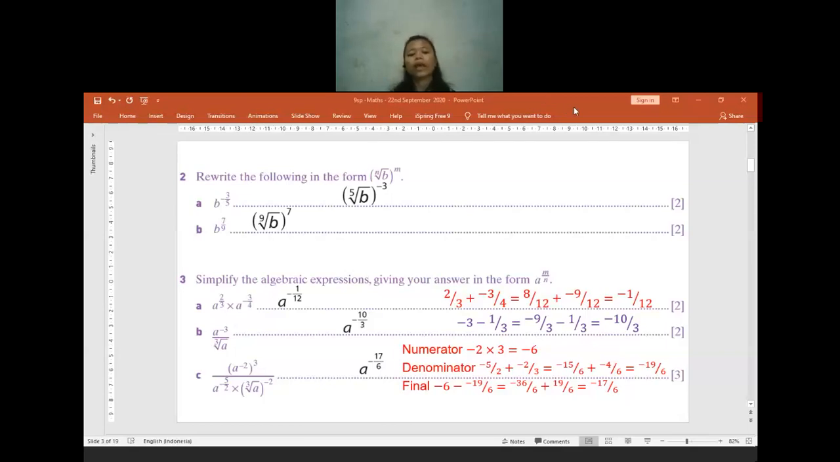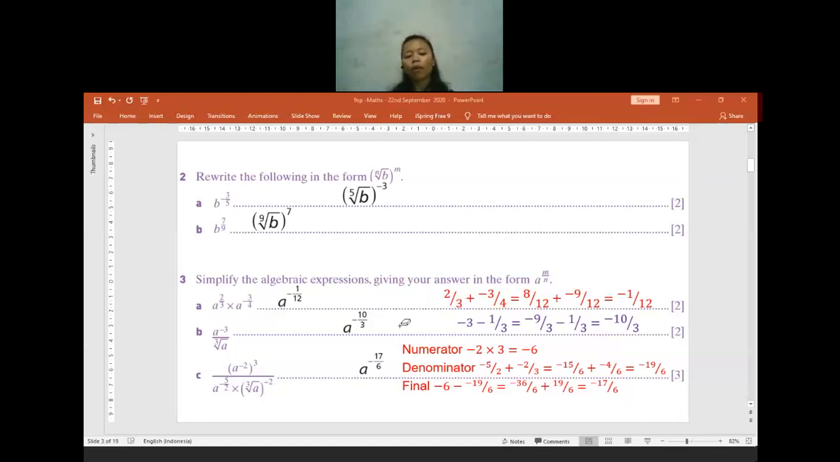For question 3a, we have a to the power of 2 per 3 times a to the power of -3 per 4. Multiplication using the same base. We are following the same laws. We only add the power. So here are the steps for adding the power. The first power is 2 per 3, plus the second power, -3 per 4. For this kind of addition we have to make sure it has the same denominator.